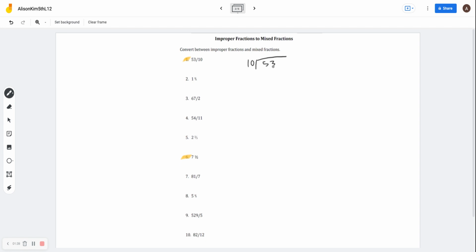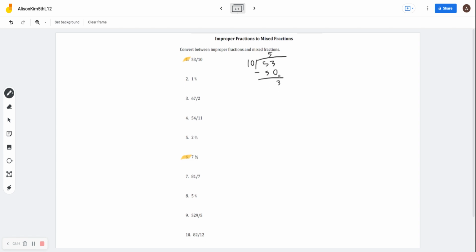We see that 10 goes into 53 at least 5 times, right? Because 5 times 10 equals 50. So we put 5 right here. And then 5 times 10 is 50, so we subtract 50 from 53 and we are left with 3. Now, we would usually continue dividing, but in this case, since it wants us to find the mixed fraction, we're just going to stop here. So we have a remainder of 3.